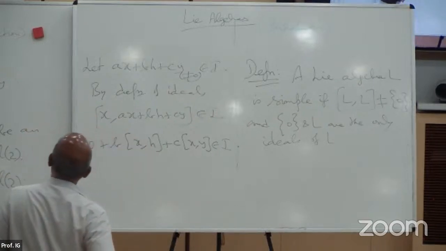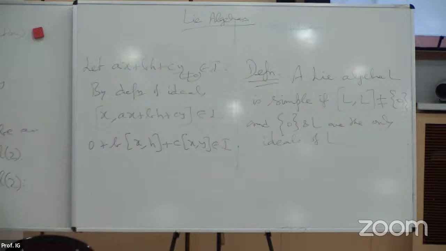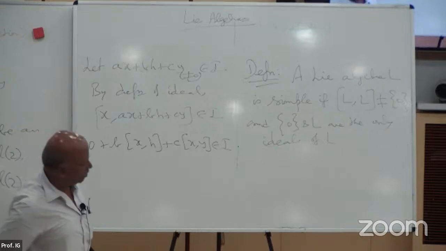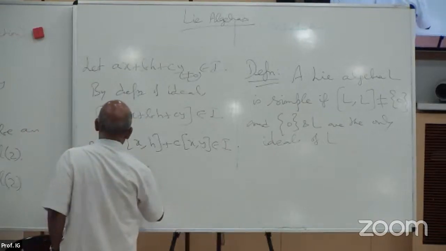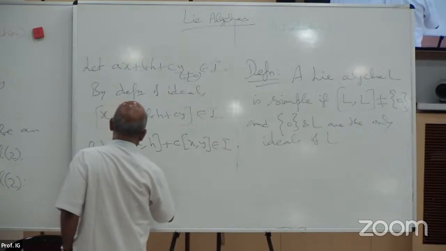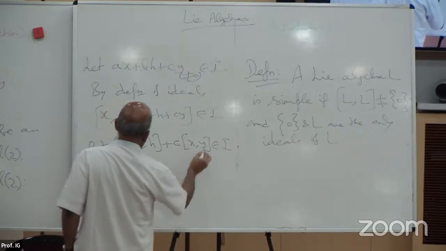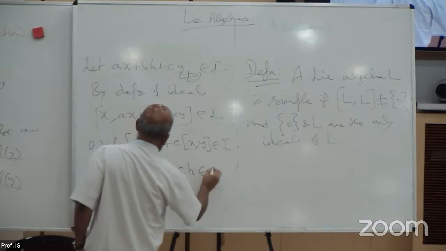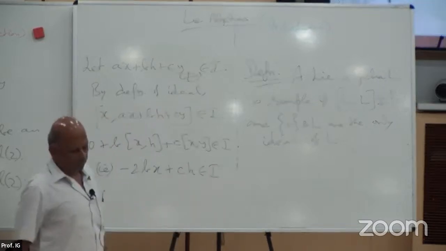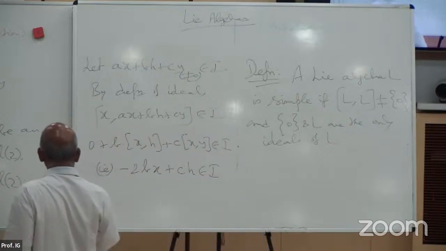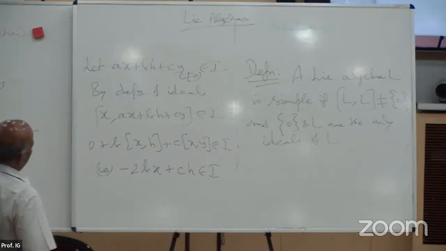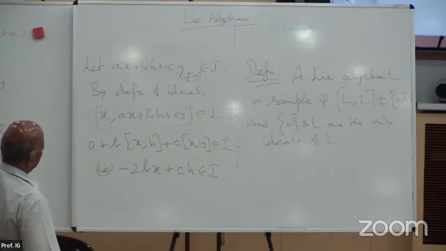And what is the bracket of x and h? Here we have written the bracket of h and x. That is 2x. And we know that the Lie bracket is anti-commutative. So what we get is minus 2bx plus ch. Okay, we have just taken the Lie bracket with respect to x, and what we have got is that minus 2bx plus ch belongs to I.